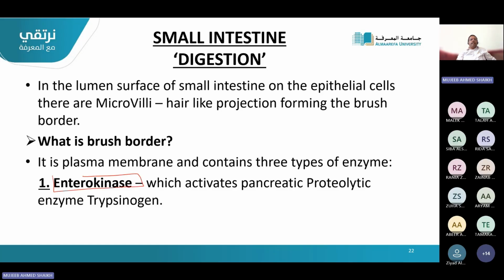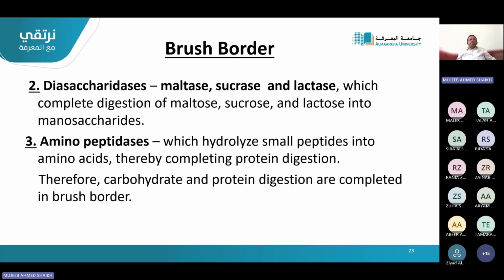Enterokinases. Maltase and sucrase, and this one? Yes, good. So the first enzyme is for protein, which activates the pancreatic proteolytic enzyme trypsinogen: enterokinase. One is enterokinase present on the brush border.